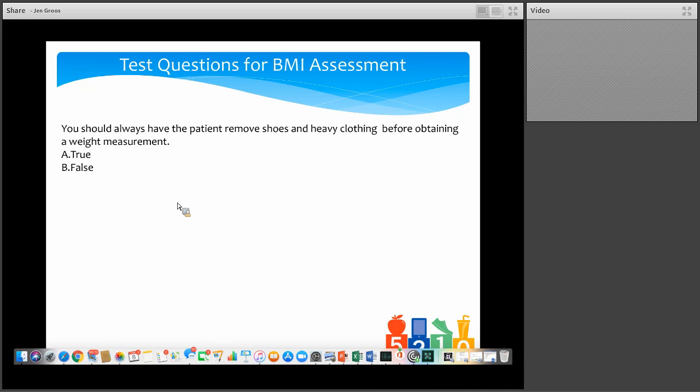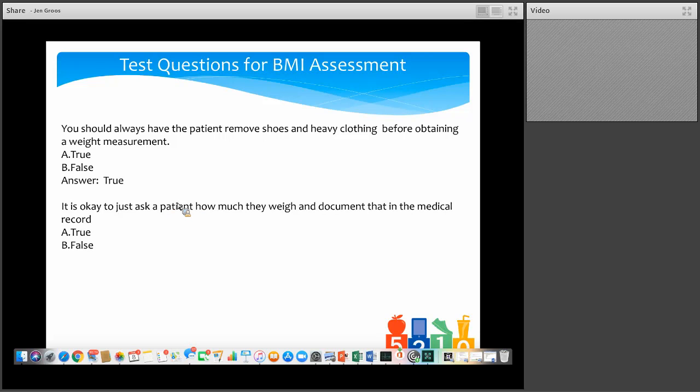And so just a few questions to review. Should you always have the patient remove shoes and heavy clothing before obtaining the weight measurement, true or false? The answer is true, of course. Is it okay to just ask the patient how much they weigh and document that in the medical record? Specifically for children who are growing at a rapid rate, the answer is false. That is not the best way to do it.